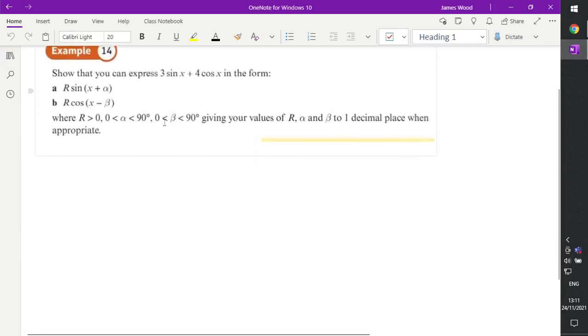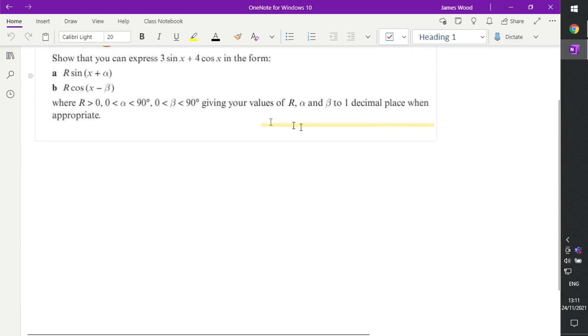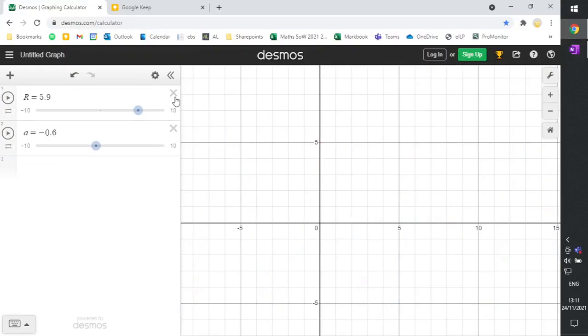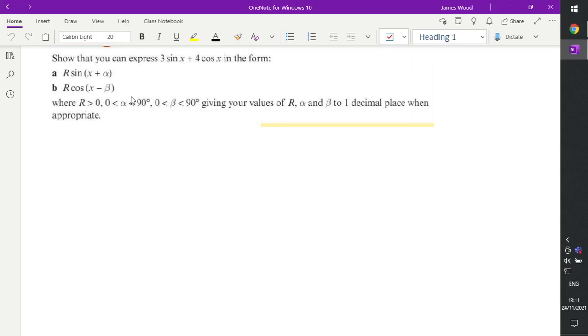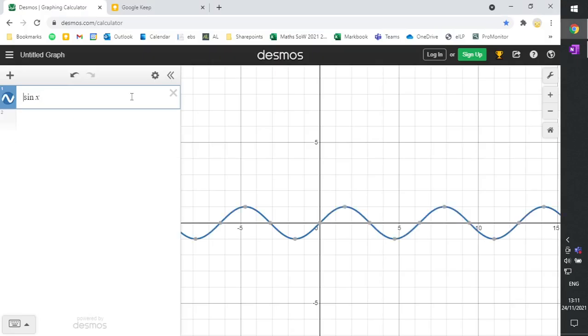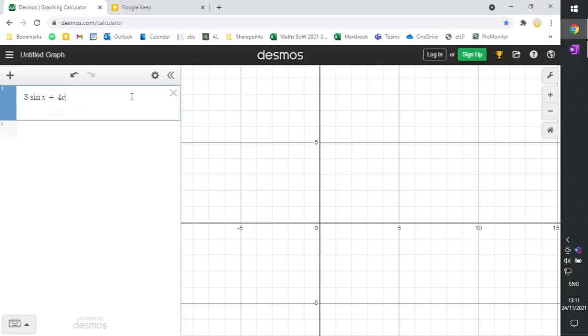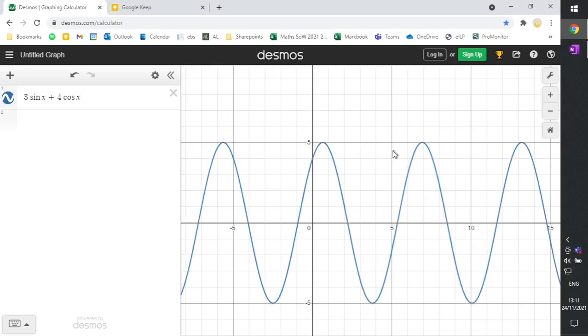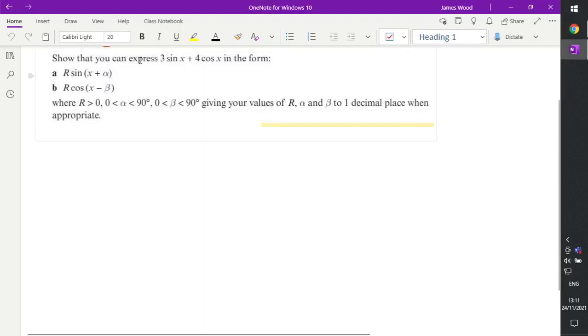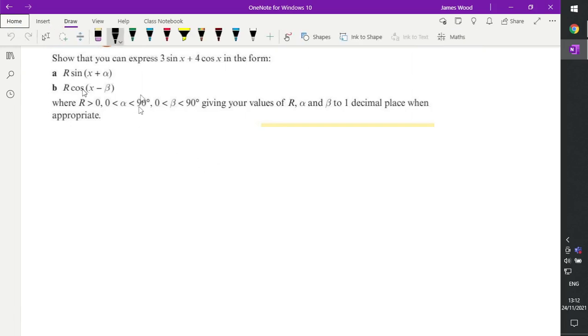So let's have a go at this one algebraically. 3 sine x plus 4 cos x is what we're going to try and plot. So we'll test this once we've calculated it. Okay, so this is the way that we're going to try and describe it. We're going to try and write it in the form r sine x plus something and r cos x minus something. So the way we do that is we start by just equating the two together because they are the same.